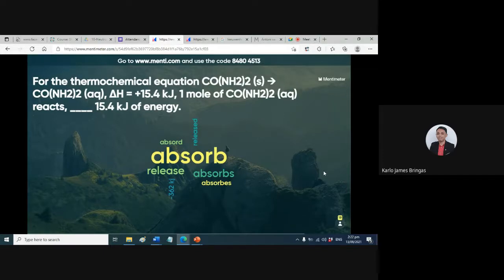So the answers are all in. And basically, we all agree. So the majority of the answers are, to complete the sentence, the word should be absorb. So that's correct. Absorb or absorbs. So 1 mole of the urea is reacting, absorbing now 15.4 kilojoules of energy. So absorbing is the correct answer in here.